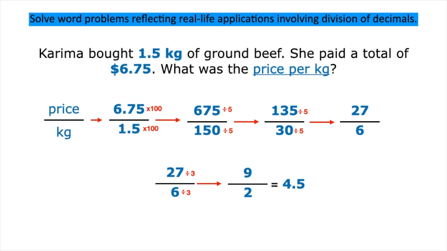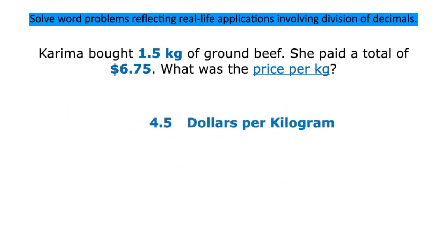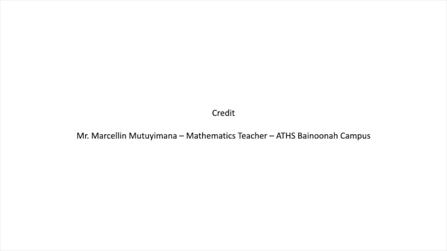So in other words, each kilogram is $4.5. So you have $4.5 per kilogram. This concludes our video on using the division of decimals in real world word problems.